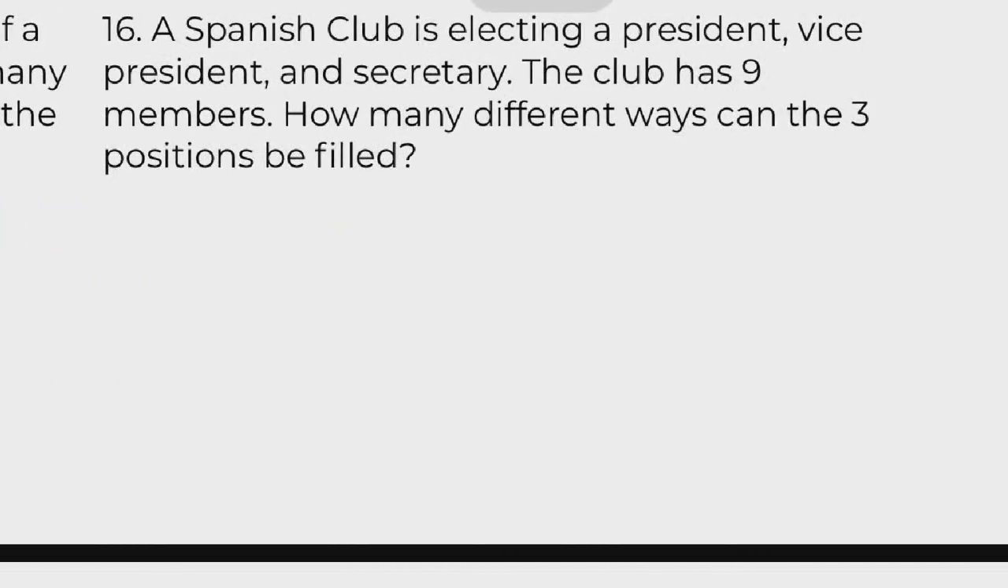A Spanish club is electing president, vice president, and secretary. The club has 9 members. How many different ways can the 3 positions be filled? So we have 3 spots.